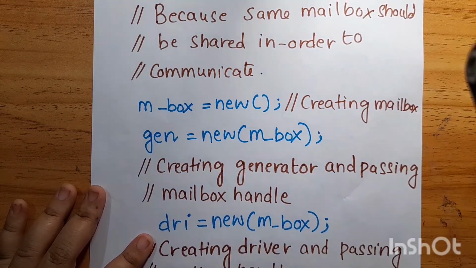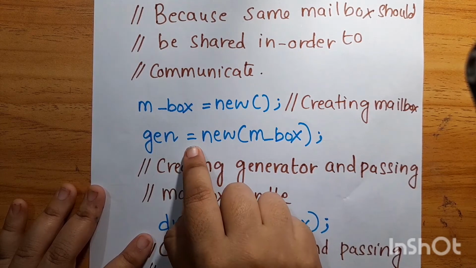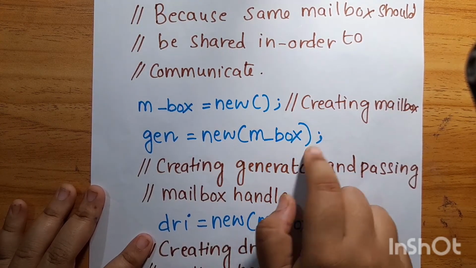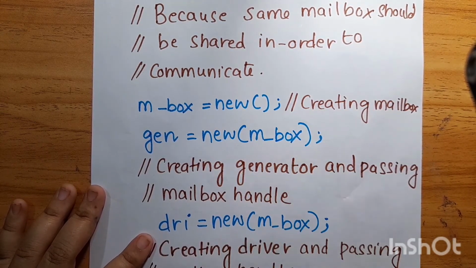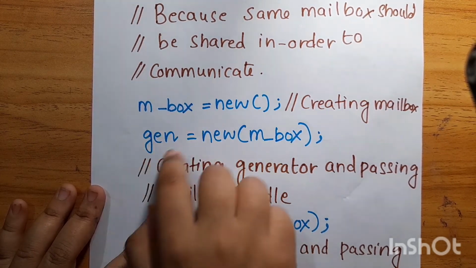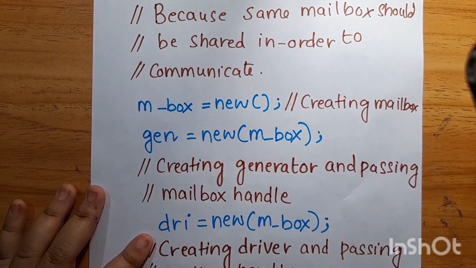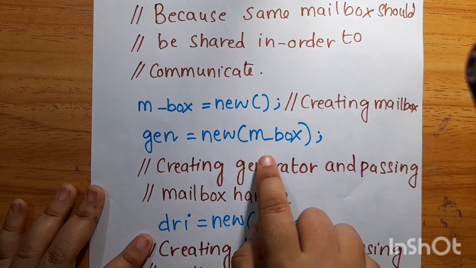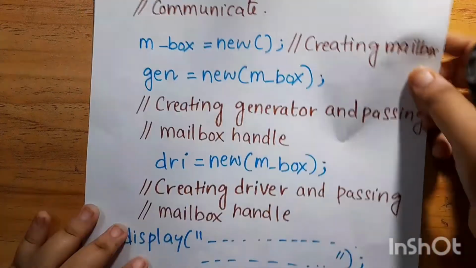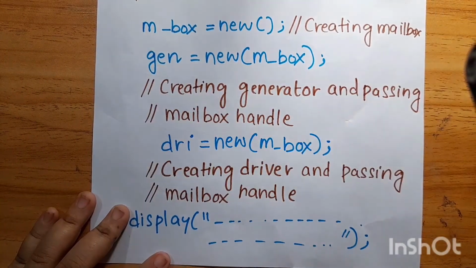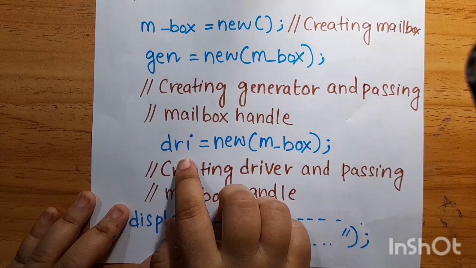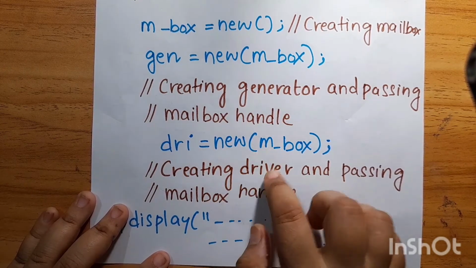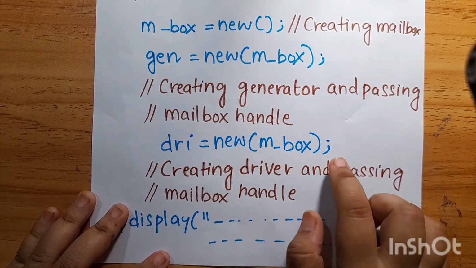After creating the mailbox, create the generator. gen equal to new, inside the new m_box; semicolon. So when I am calling the generator new function, inside the new function I am passing the handle of the mailbox, m_box. After doing this, I am creating the driver now. dri is equal to new, inside the parenthesis m_box; semicolon.